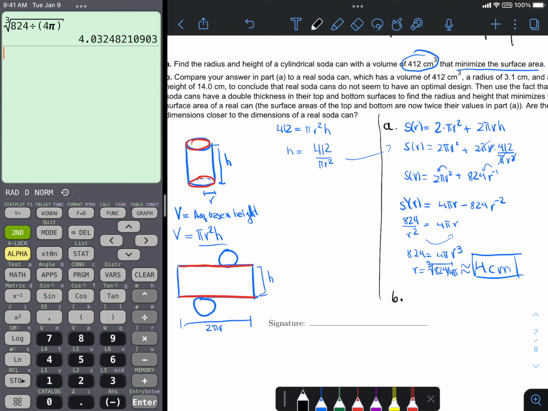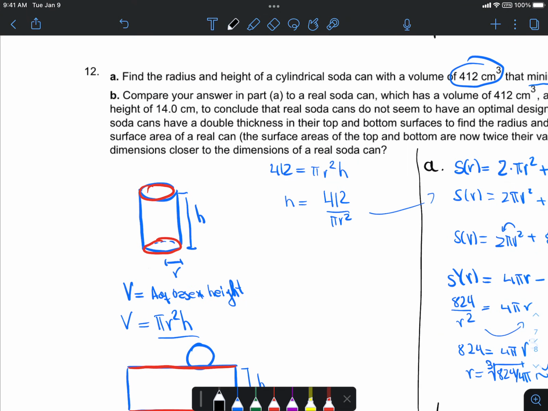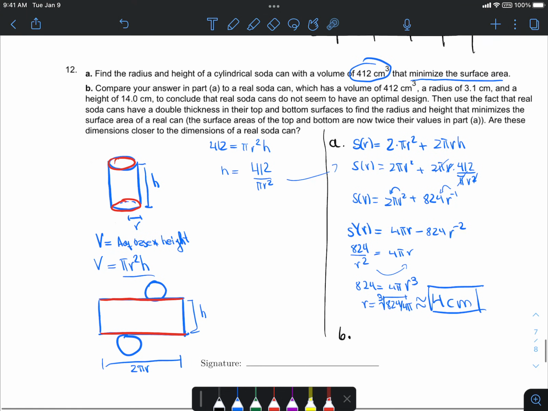So B is telling us that real soda cans have this volume, have this radius, and this height, which is totally different. So B then also goes on to say that we're going to conclude that real soda cans do not have an optimal design.